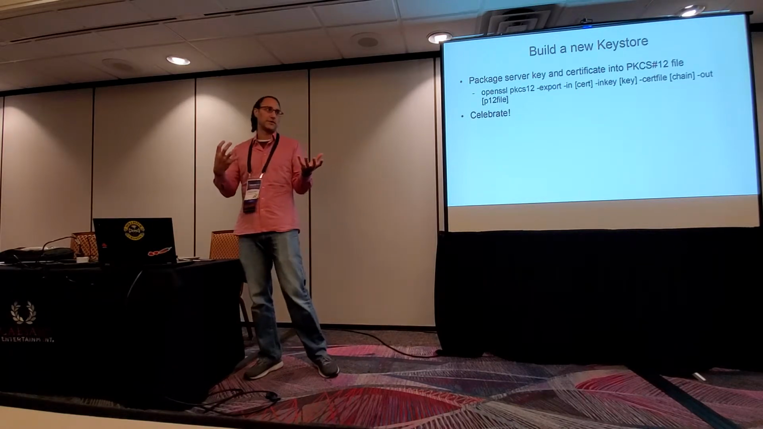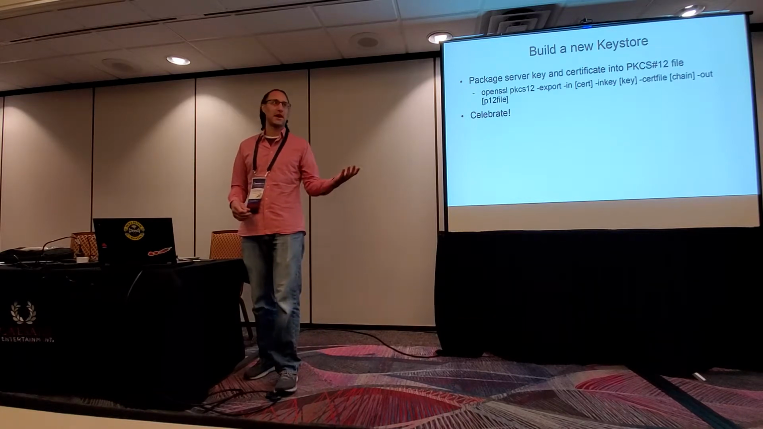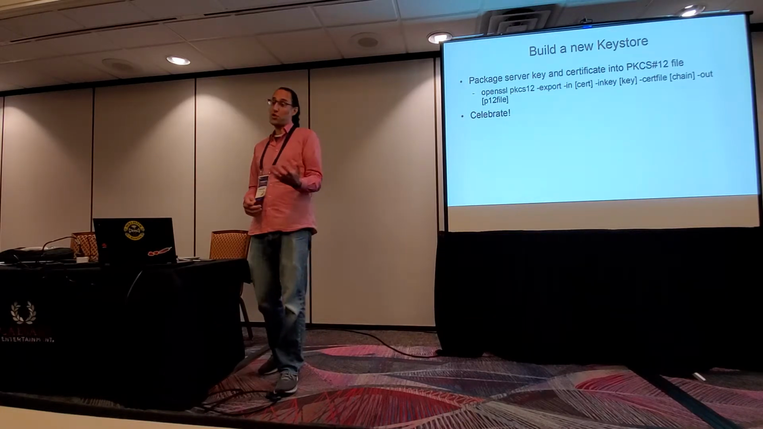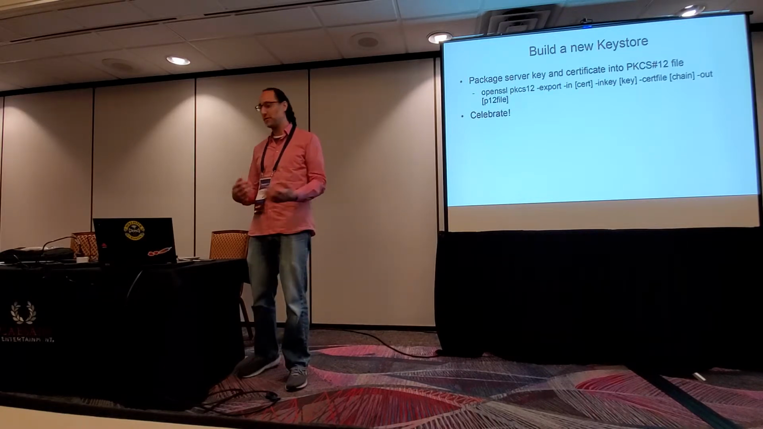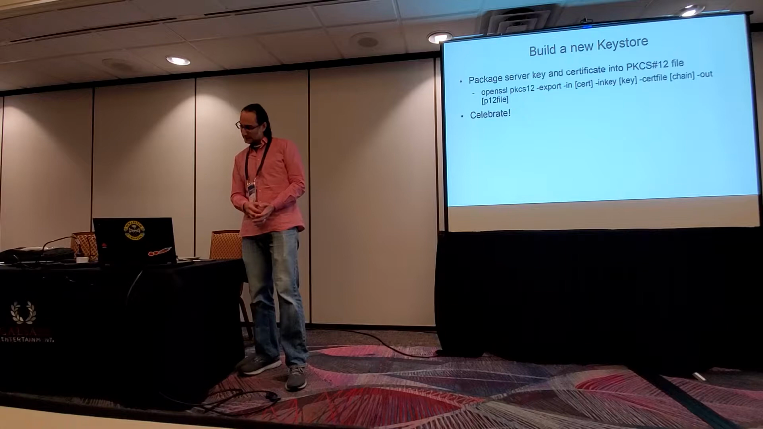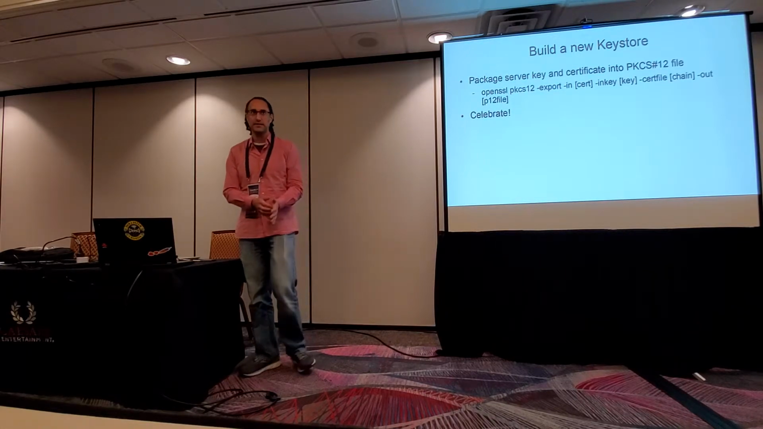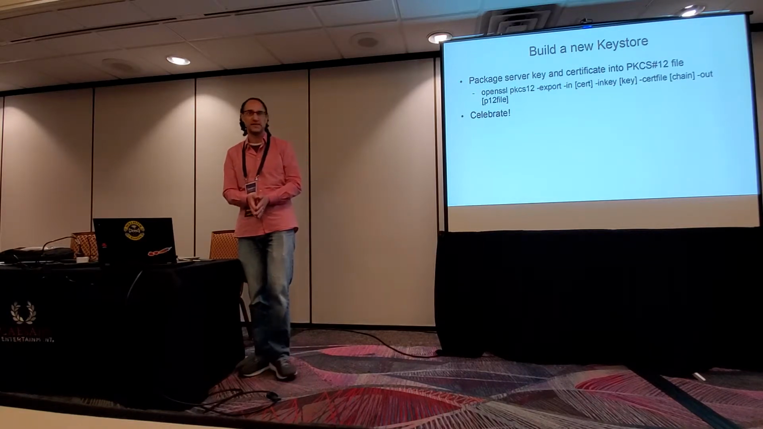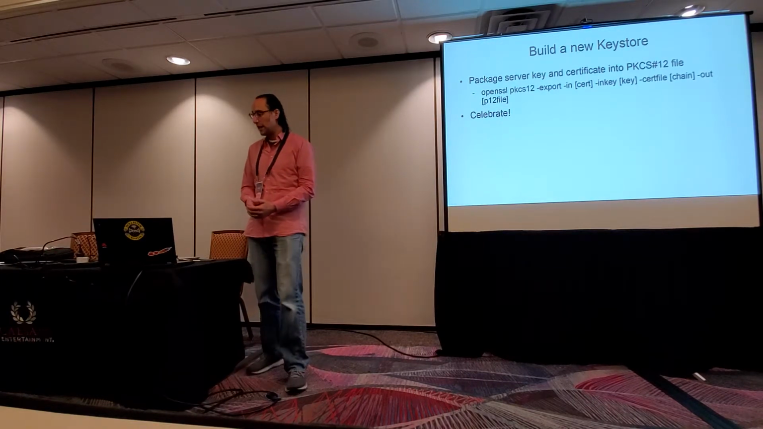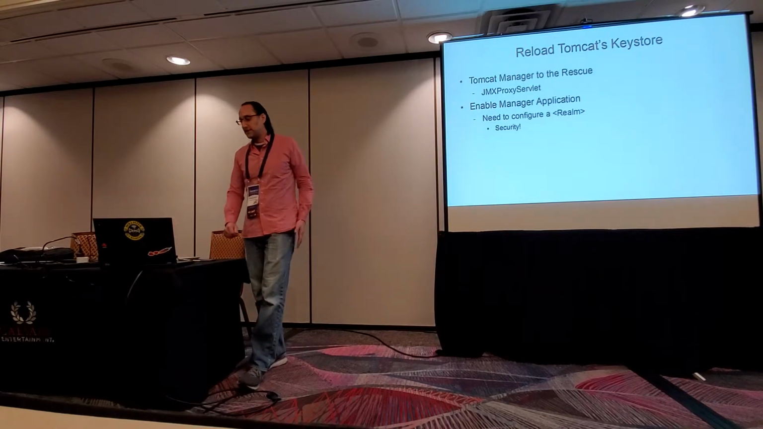Generate a key, get a cert, throw them both out, generate a new key, get a new cert. If that key's compromised for whatever reason, even if you don't know it, especially if you don't know it, you should get rid of it. So rotate both of them. So we'll package the server key and certificate into a PKCS12 file, which is the P12 extension frequently. And we'll celebrate after that. And then reload Tomcat's key store.